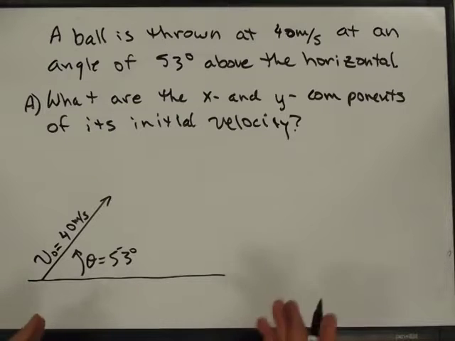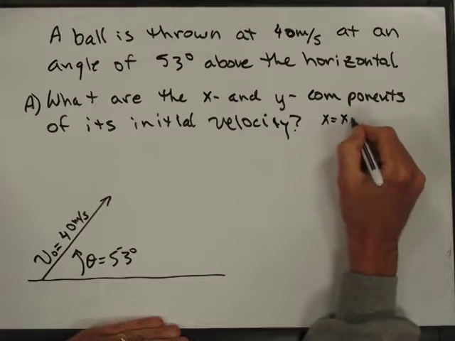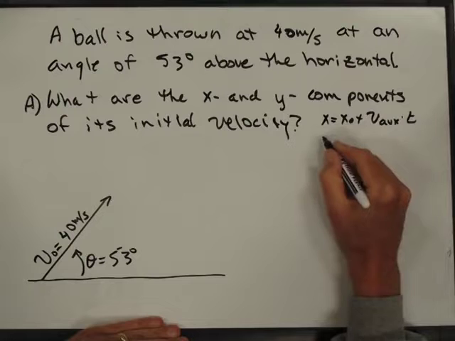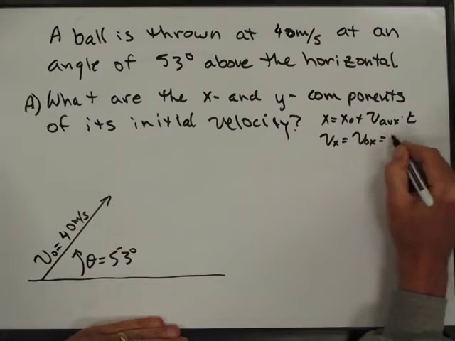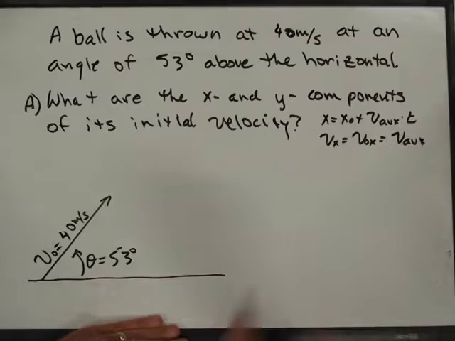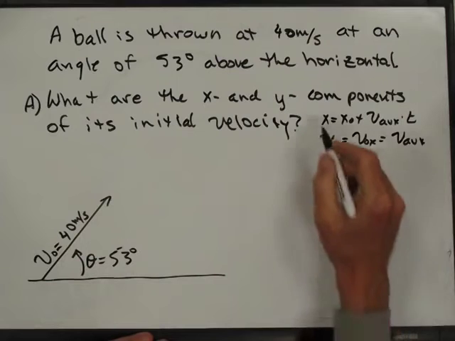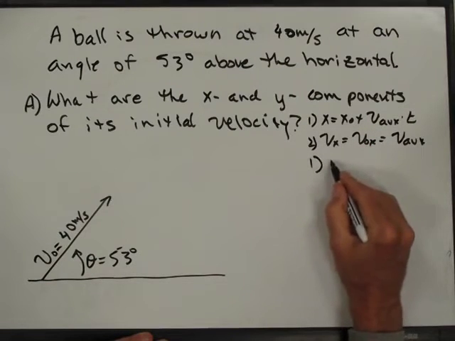We have all these equations that we've come up with. 1 is x equals x naught plus v average x times time, and 2 is vx equals v naught x equals v average x. Those are the two x equations. Remember, we reduced all 5 equations down to 2. And then we have all the y equations.